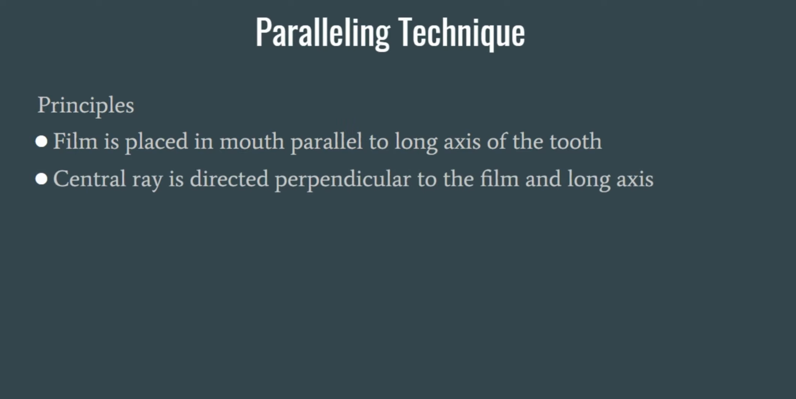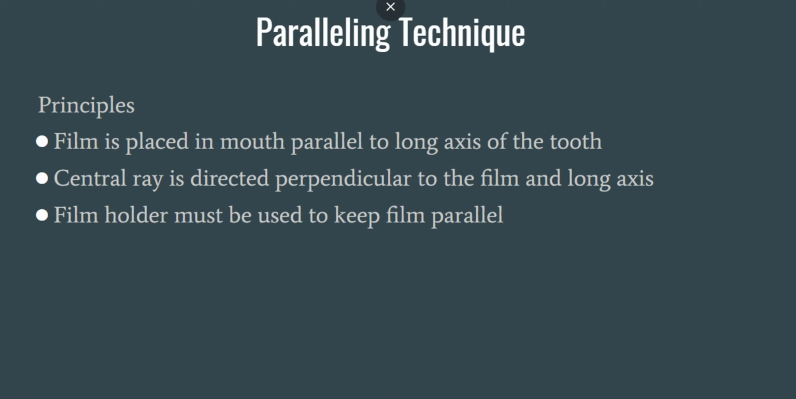Then the central ray is directed perpendicular to the film and the long axis. So think of that long axis as one line, and you want to take that central ray and hit it dead on. You want to hit it at a 90-degree angle. That's what perpendicular is. It's when you have two lines that come together and make that 90-degree angle.